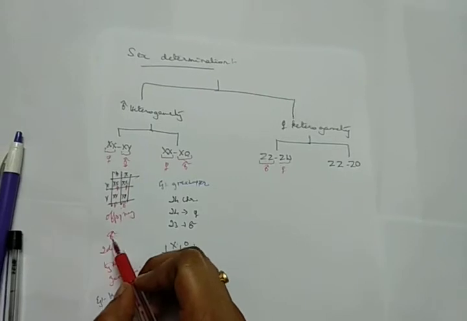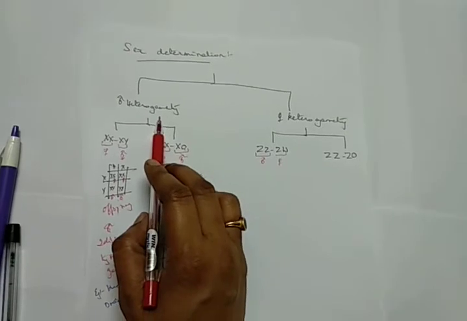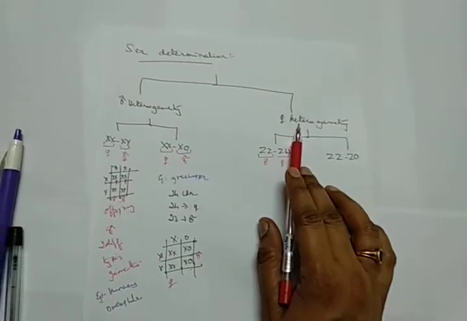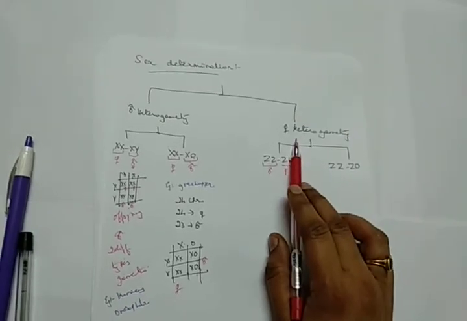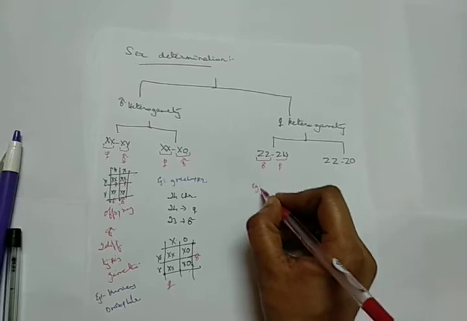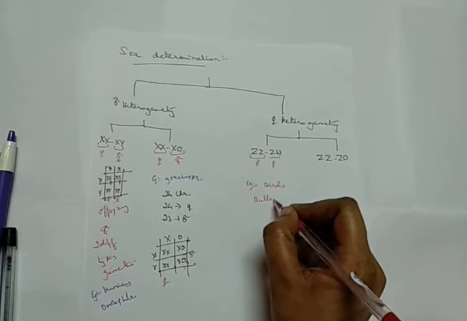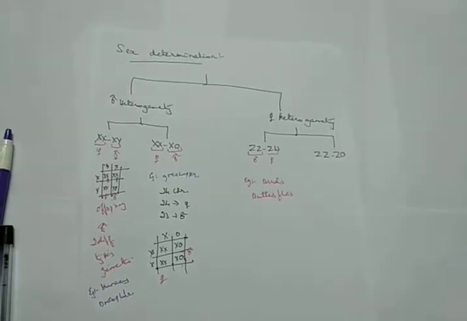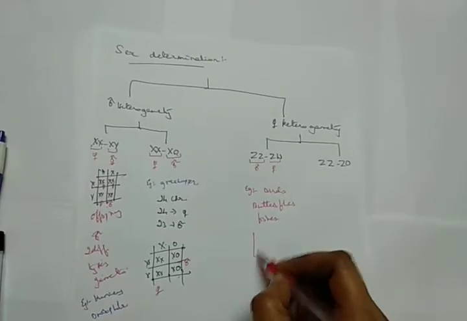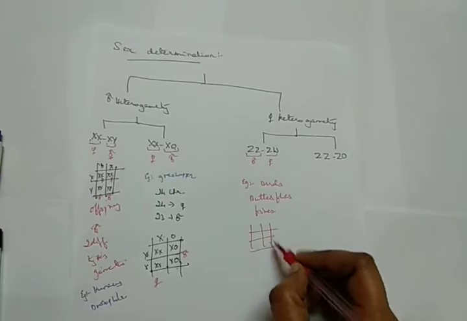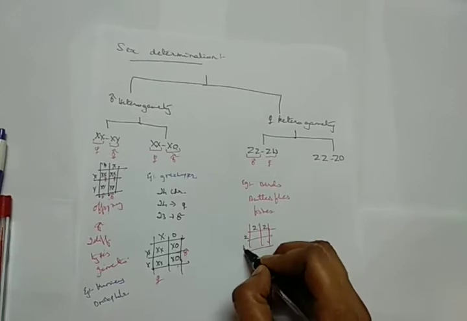Here it was the male who is going to decide the sex of the offspring, so it is called male heterogamety. But in this case it is the female which is going to decide the sex of the offspring, so it is called female heterogamety. The example you can take is with birds and also with butterflies. And a few of the fishes also exhibit this. You can have a Punnett square where you can show the presence of ZZ and ZW.